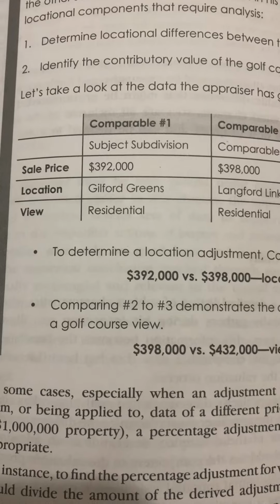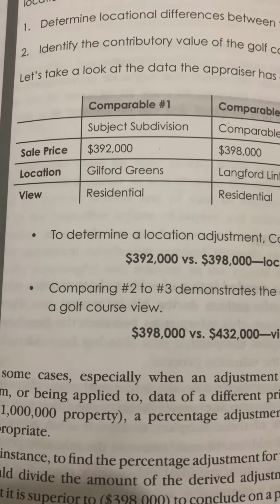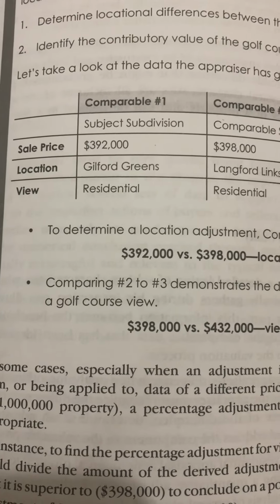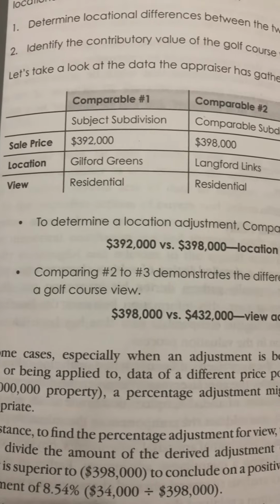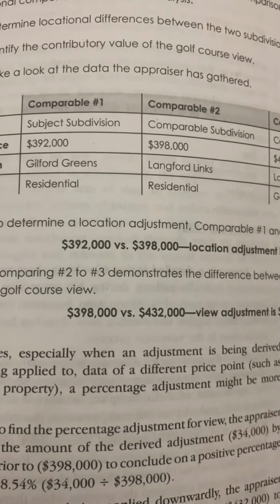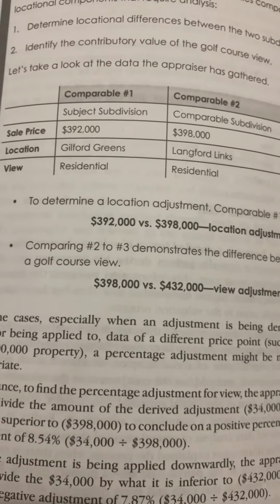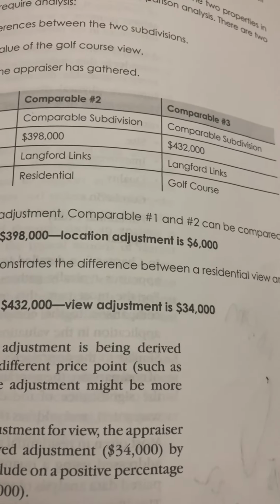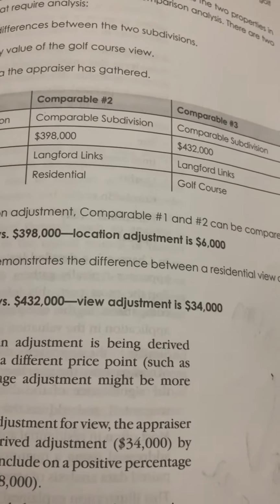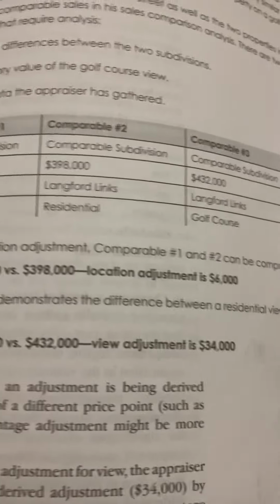Here's your sale price for comparable number 1. This one is in the subject subdivision. This one sold for $392,000. It's located in Guilford Greens, and the view is residential. Comp 2 is a comparable subdivision. It sold for $398,000. That's in Langford Links, and that's a residential view. Comp 3 is in the same comparable subdivision. That one sold for $432,000. The location was Langford Links, and this one had a view of a golf course.